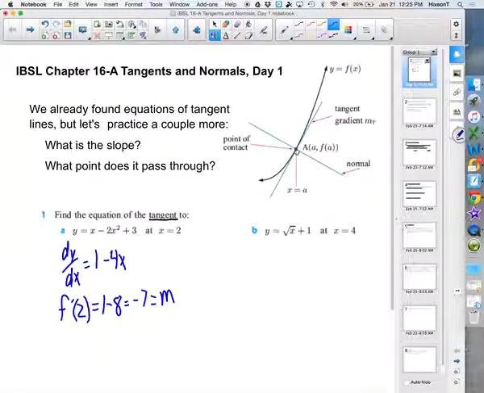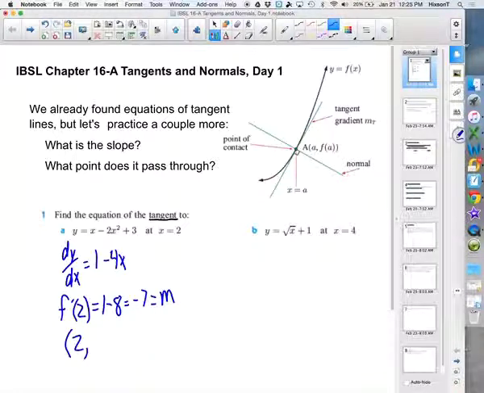Now, at this point, you just need to think, how do I find the equation of a line? I need a slope and I need a point. What point are we going to use? The point with x equal to 2. You plug it in to find the y-value. So I want to use the point at x equals 2.